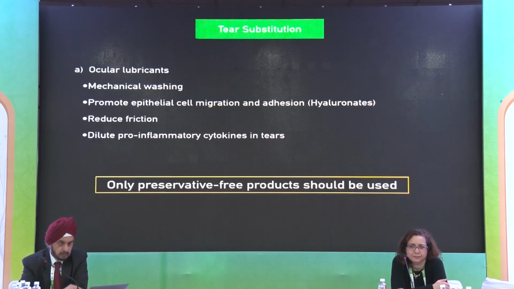Then coming to tear substitution, only when the tears are substituted will the epithelium heal well. So use of ocular lubricants, especially if they are preservative-free products, is advised. They not only help in epithelial cell migration and healing, but they also dilute the pro-inflammatory cytokines which are already present on the ocular surface. And because of the dilution of these factors, the healing is faster.